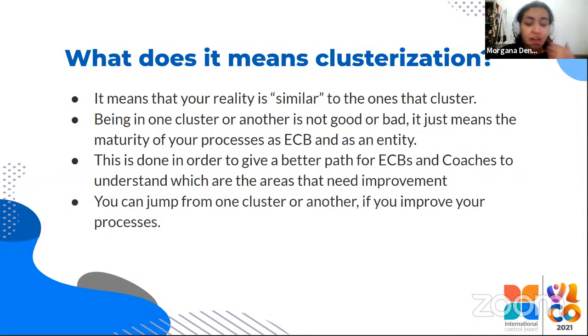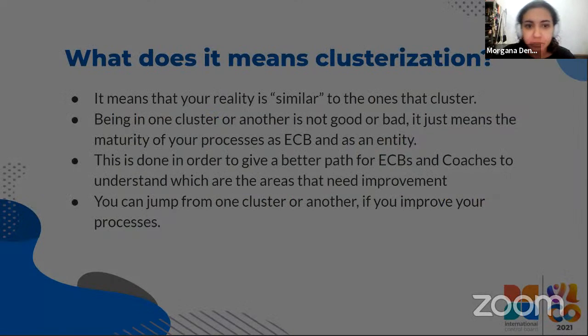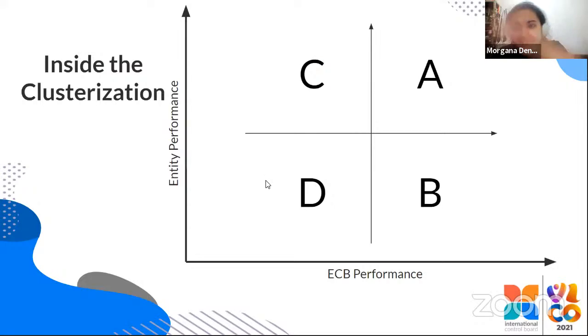And as I said before, you can also jump from one cluster to another, like if you improve your processes or if you have any struggles. So these parameters are very flexible, and you can change clusters according to the development in your current period. And as I say, when you look at that big map, you can divide the graphic into 4 spaces, A, B, C, and D. And what do they represent?